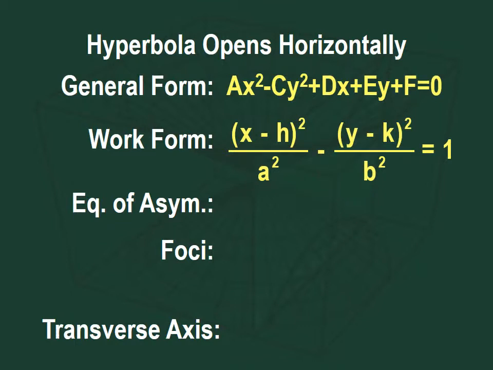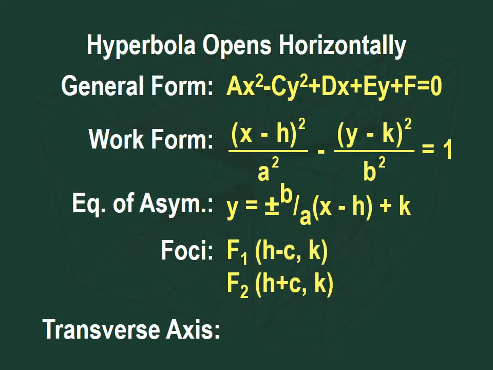We do have two asymptotes for hyperbolas, and they're given by the equation y equals plus or minus b over a times x minus h, plus k. This b and this a come from the work form, and so do the h and the k. Those are the center.